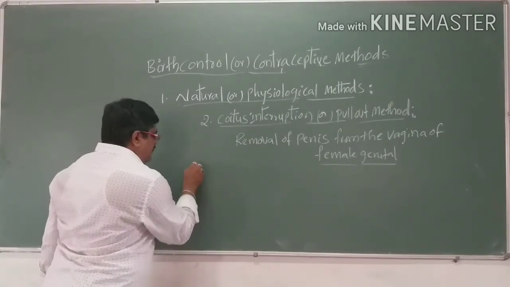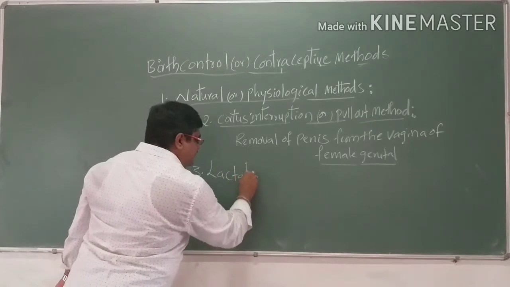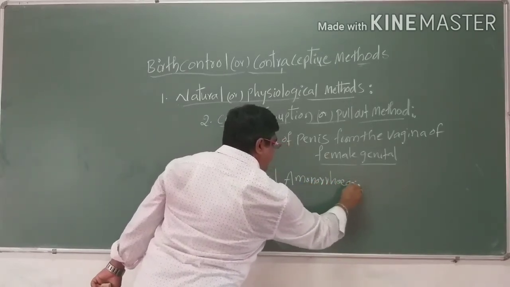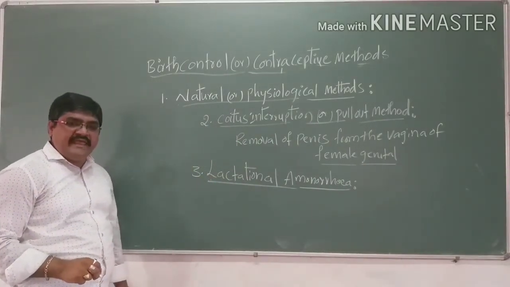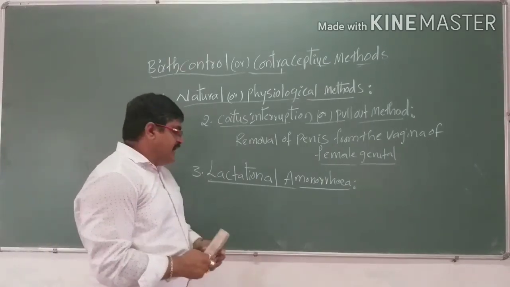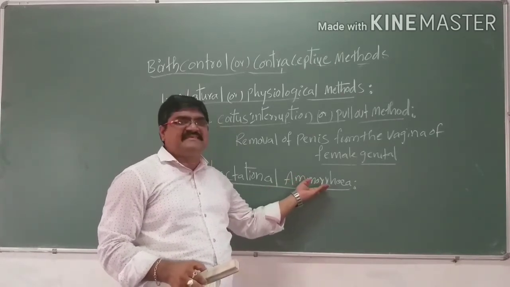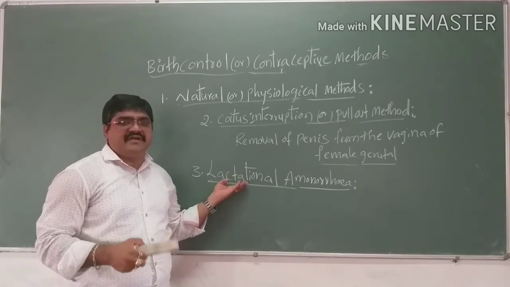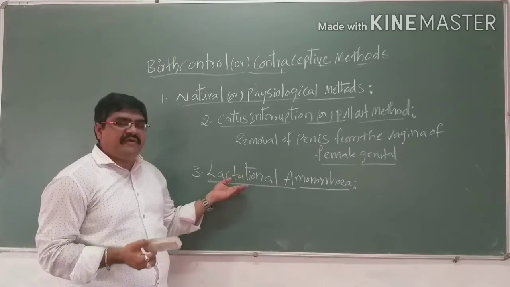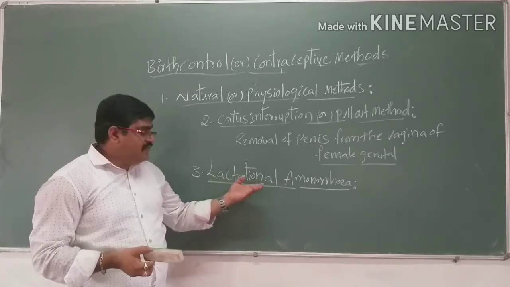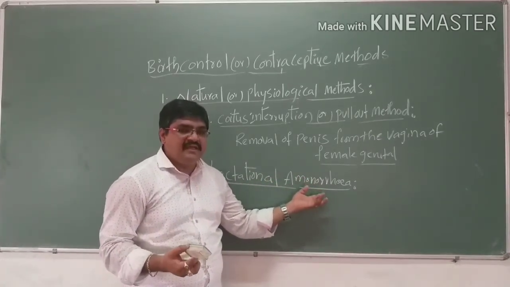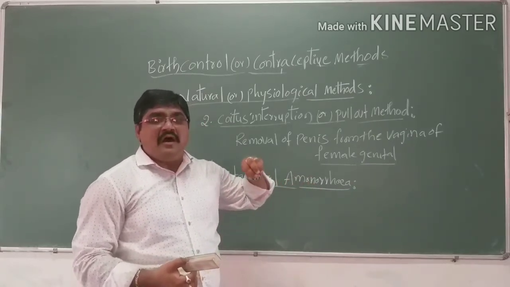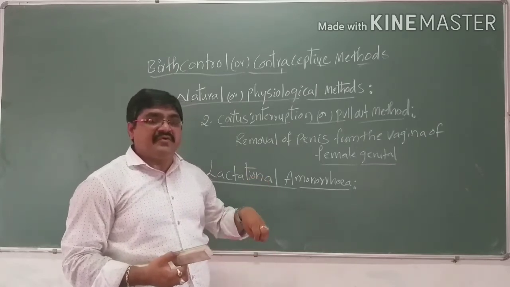And the third one is lactational amenorrhoea. The name itself is indicating: a means absent, and menorrhoea means menstrual cycle. So the menstrual cycle is absent in lactational women, that means after the delivery of a baby. Lactation means feeding young ones with the mother's milk. In mothers after delivery, the menstrual cycle is stopped. It is temporarily absent during the lactational period.